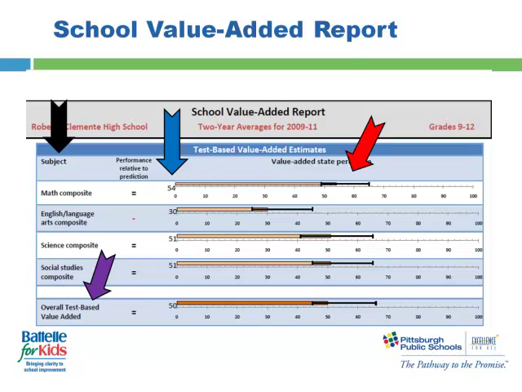The red arrow is referring to the confidence interval. The green arrow is pointing to the performance relative to the prediction. This will be a plus, a minus, or an equal sign to the state average. Each composite result is either above, equal to, or below the state value-added percentile.